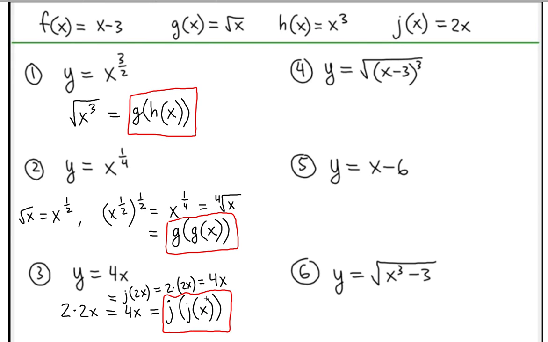Now for question number 4, this is a little bit trickier, but if you do it step by step, you will understand what's going on. Notice right away that x minus 3 is the key. You already have x minus 3 as the f of x. So you're going to take x minus 3.